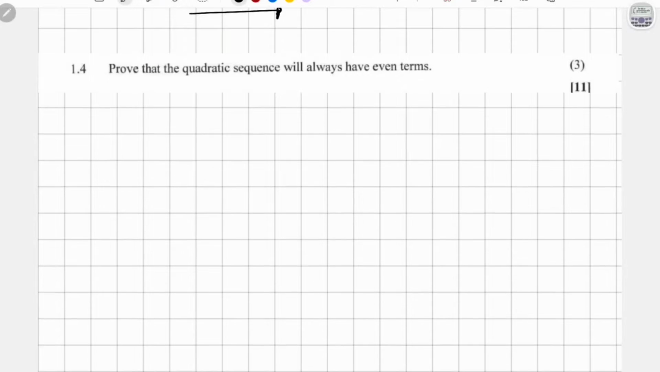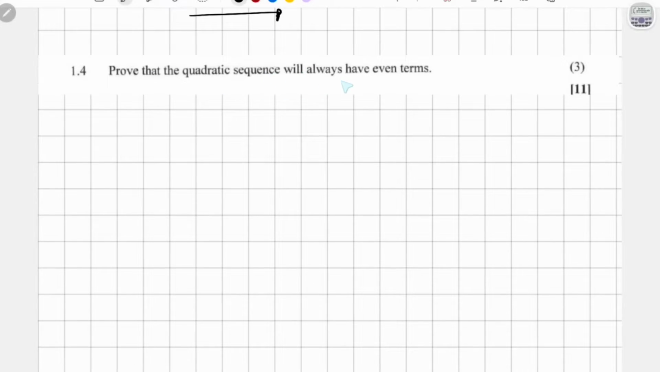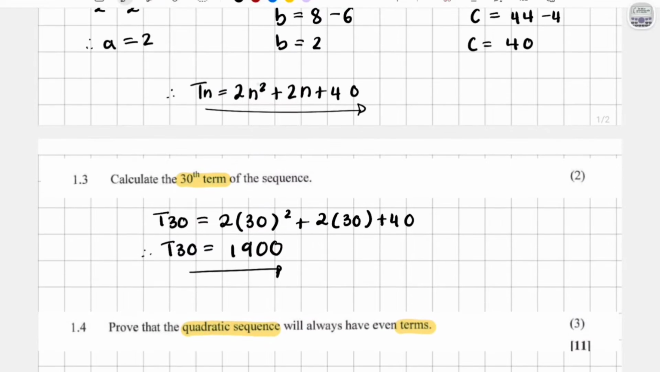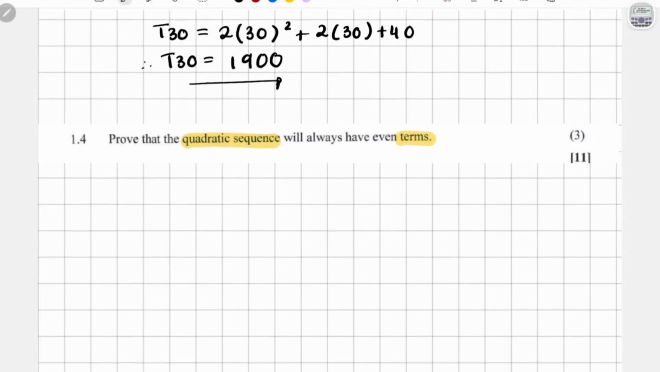Then question 1.4 says, prove that the quadratic sequence will always have even terms. Okay, first of all, for it to have even terms, we have to think about what controls the value of the terms in this pattern. It would be the Tn formula, because when you substitute a value for n, it gives you a term value. Those are the terms that you're getting. So this controls the terms. So we're going to need that formula first of all.